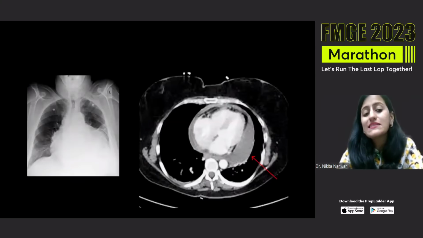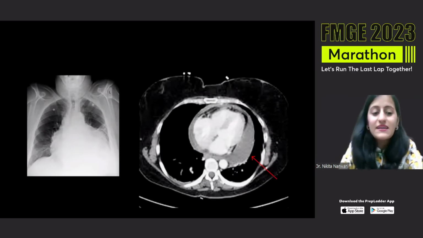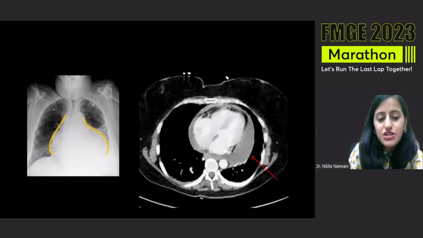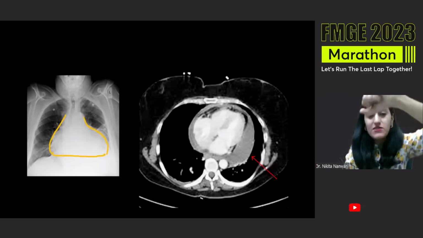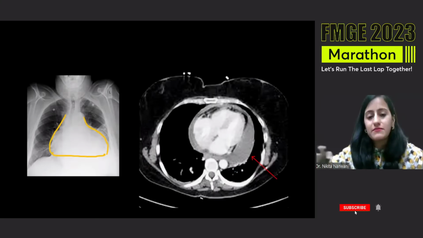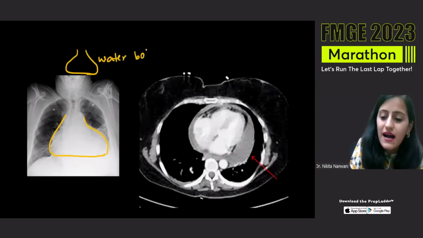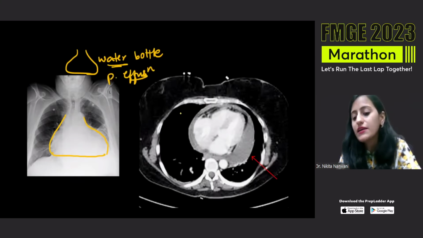Next one. Now, what is this image showing? This is where your favorite, I was seeing in the live chat. This is the money bag heart or the flask shaped heart or the water bottle heart. Imagine a bag, a potli which is kept and it is spreading, right? It's spreading like this. So a flask shape or the water bottle heart or the money bag heart. This is water. Water means effusion. So this is seen with pericardial effusion.